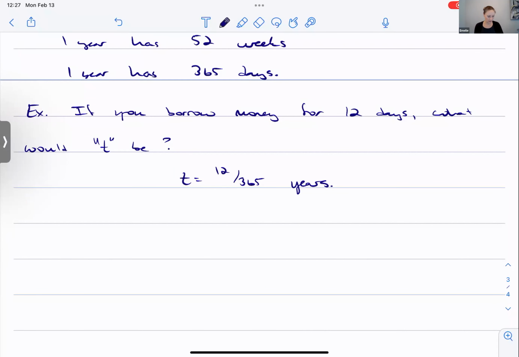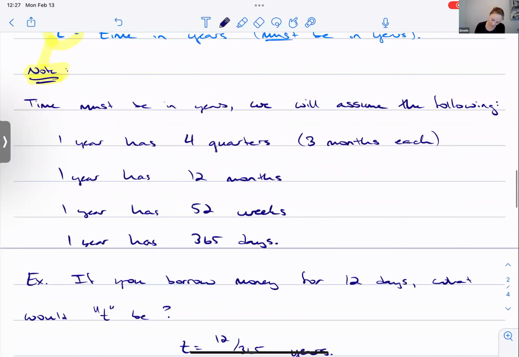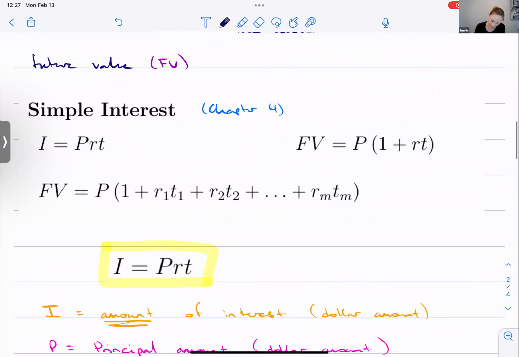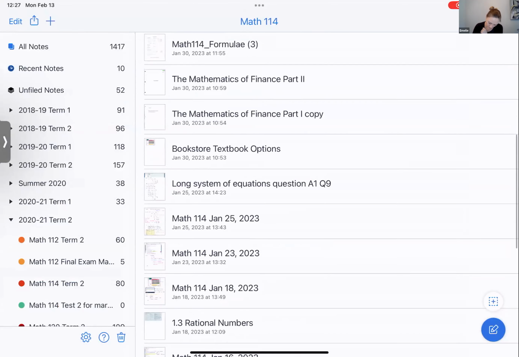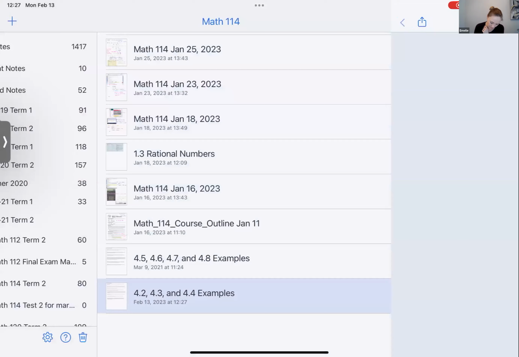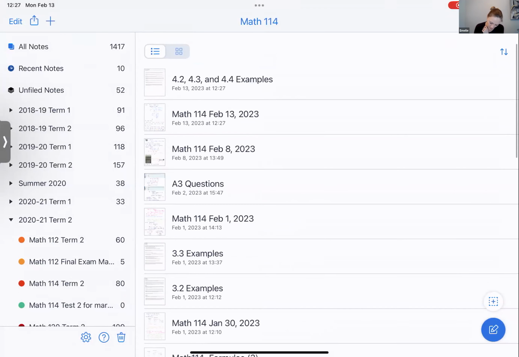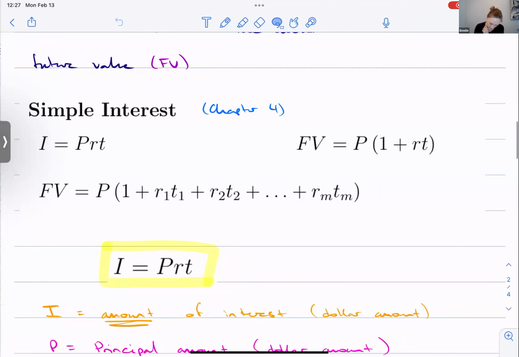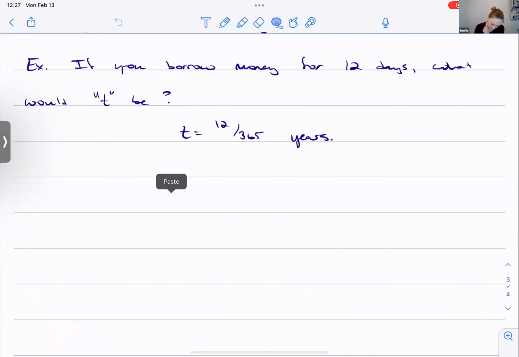Okay. All right. So the next formula that I want to introduce, or maybe let's do an example with this interest amount calculation first. How about that? So I posted these examples and I'll start with example 132. Oh, put it back in. Okay.